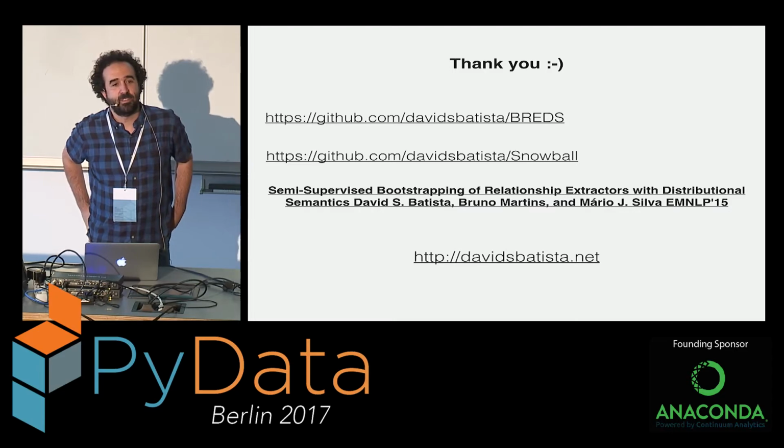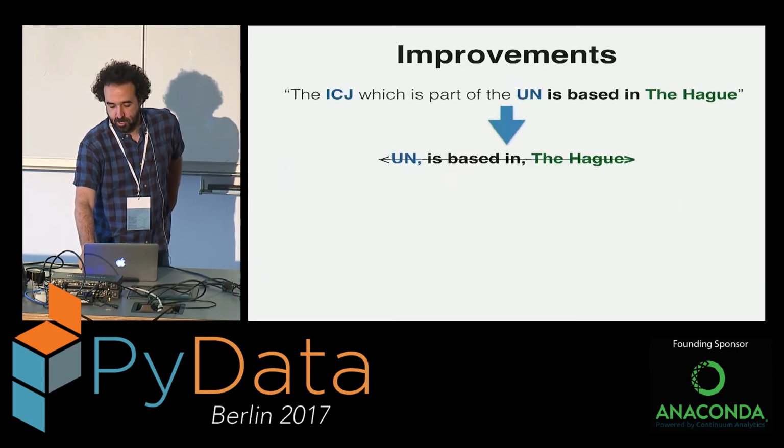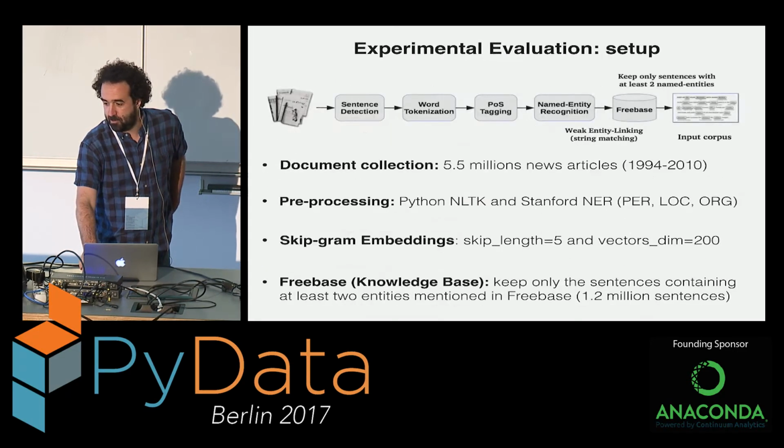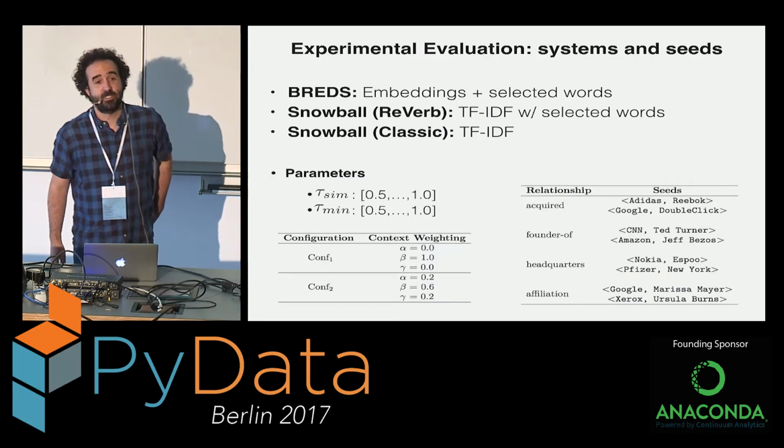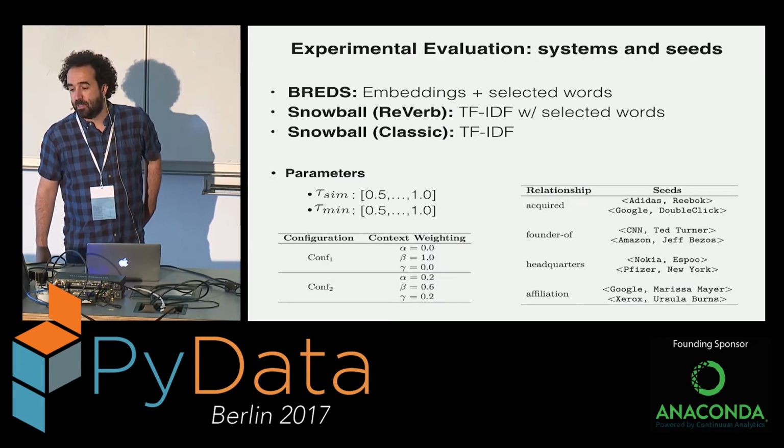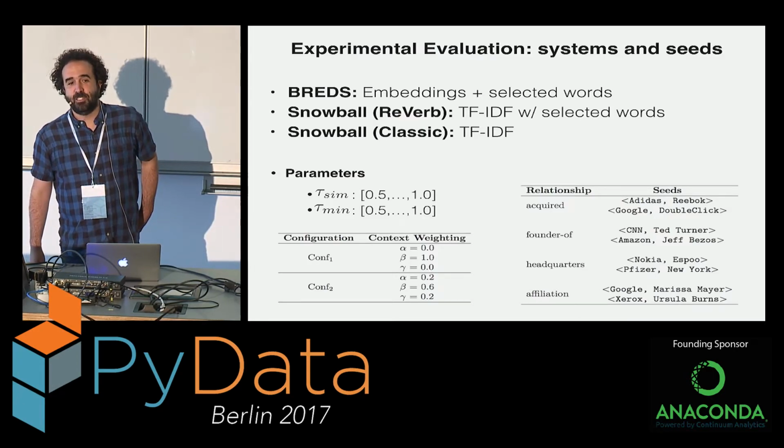On the slide, evaluation, seeds and systems. The next one. This one. How did you decide on the context weighting, the alpha, beta, and gamma? Did you do some kind of optimization to find which one was the best, or did you just randomly pick?